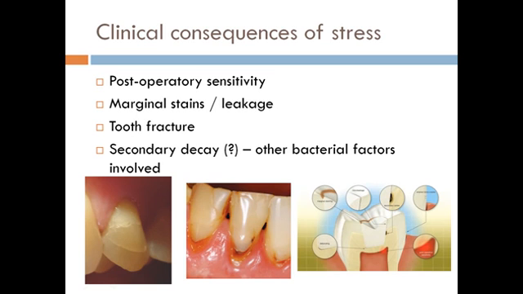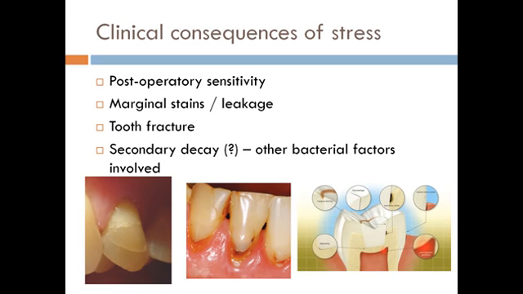It also causes marginal stains and leakage, as you can see in this restoration right here. It can cause tooth fracture, so you see the line of fracture that's being caused by the contraction of that class 5. So that has got to do with cavity design. If you don't design the cavity carefully, the composite starts to shrink inside of that cavity, and it can actually fracture the tooth.